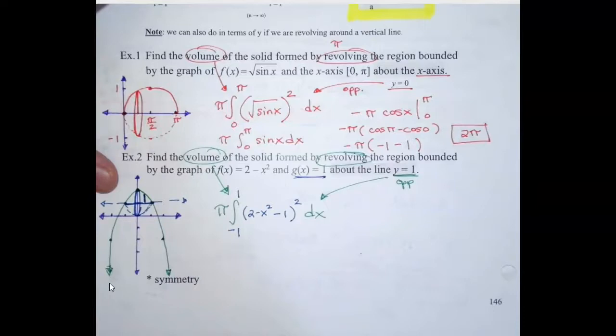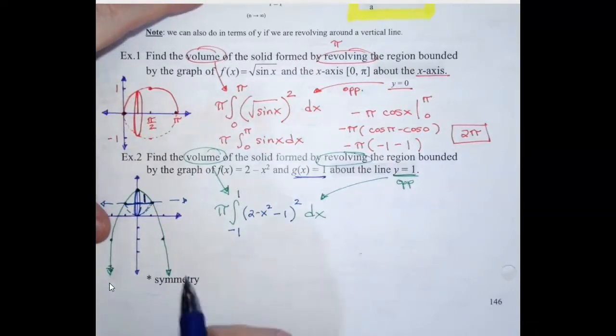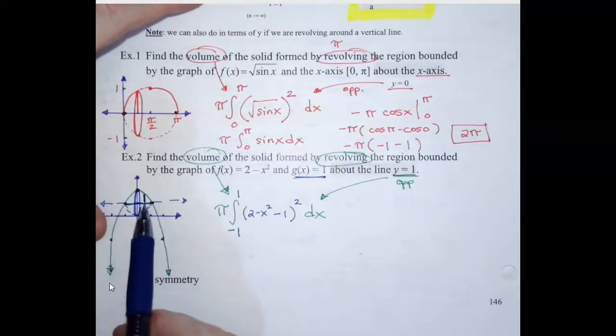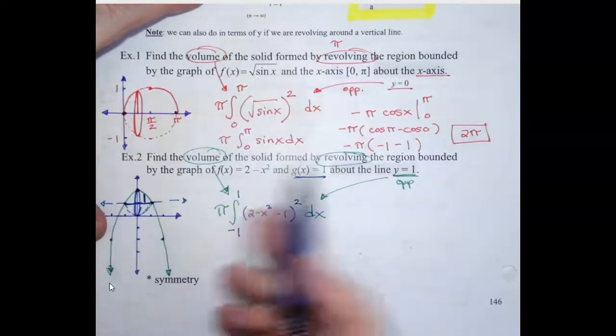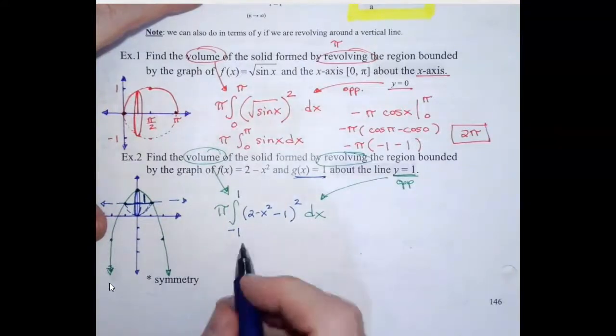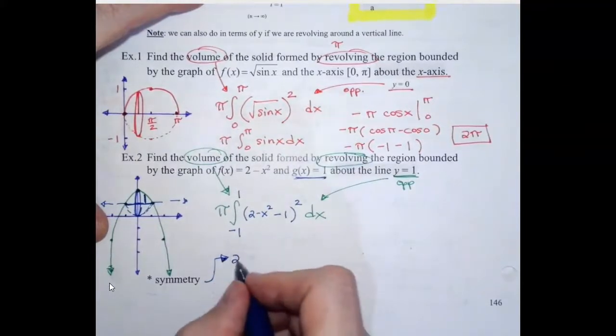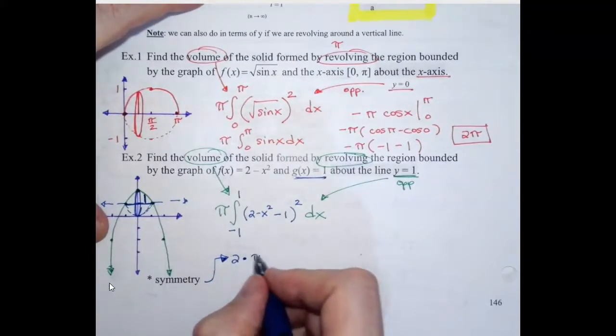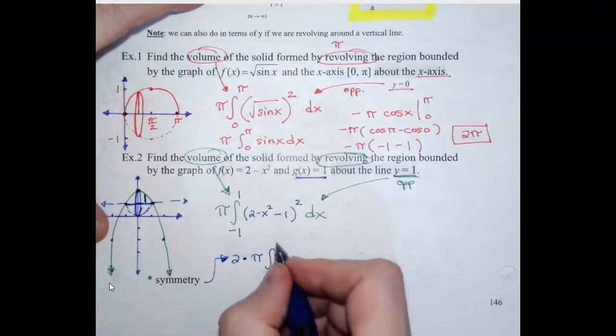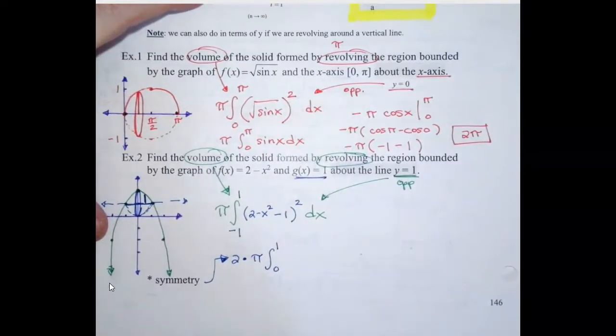But okay. So now, before we do that, let's think for a moment. This has symmetry on both sides. This side's going to be the same as that side. So since it has symmetry, maybe it would make more sense to multiply this times 2 and go from 0 to 1 instead.